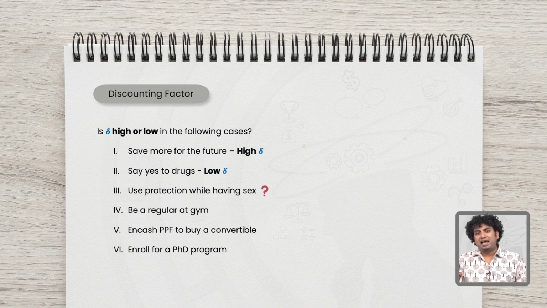Use protection while having sex. High or low? High delta. Be a regular at gym. High or low? High delta. Encash your investment to buy a convertible car. High or low? Low delta. Enroll for a PhD program.